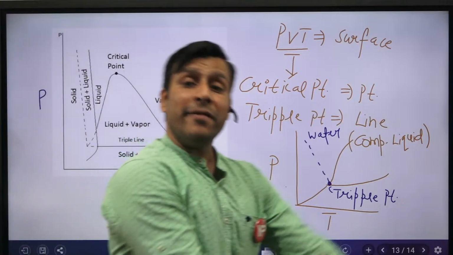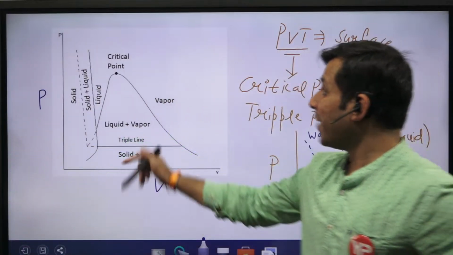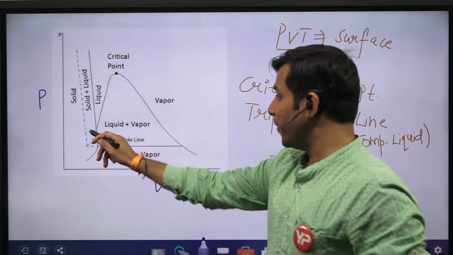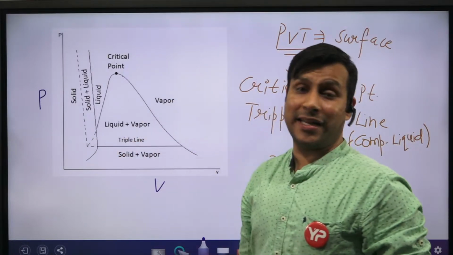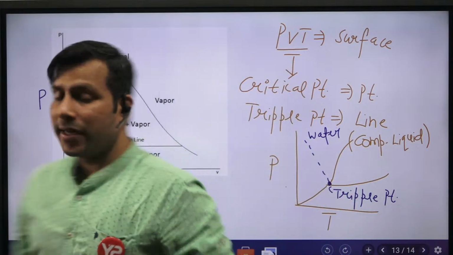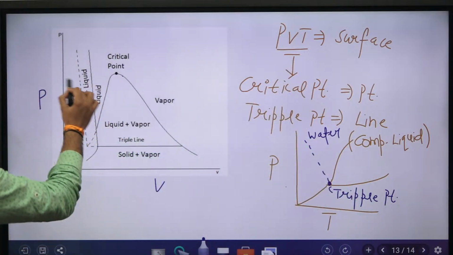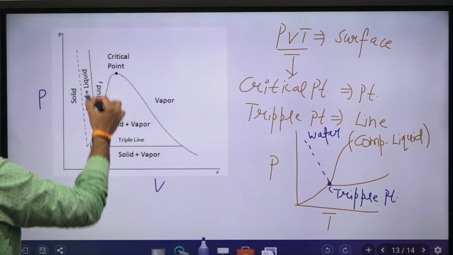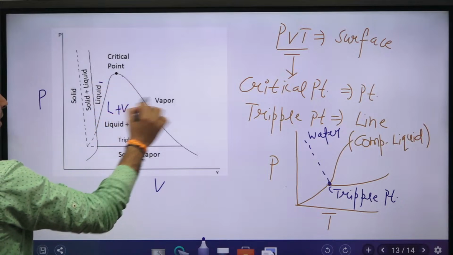On the PV diagram of water, you have the critical point as a point only, but you get the triple point as a line. This is the triple point, guys. And this is your solid, this is solid plus liquid, this is your liquid region, this is liquid plus vapor, and this is your vapor.